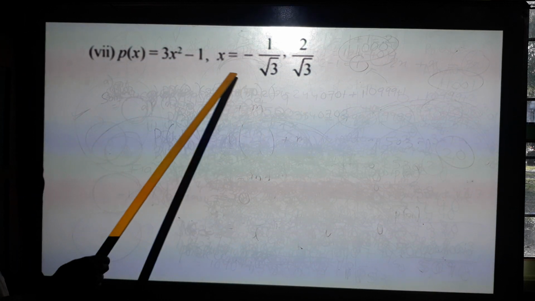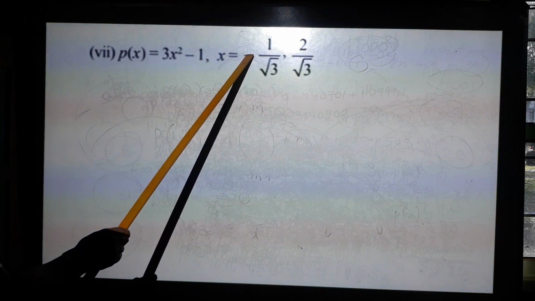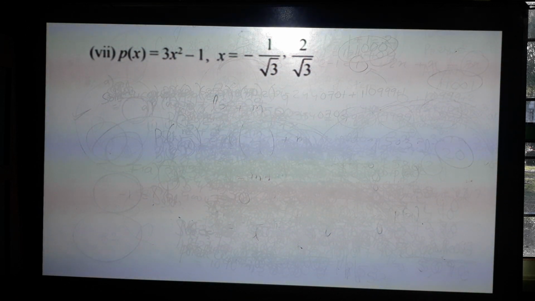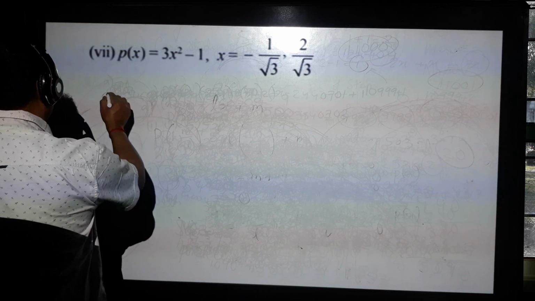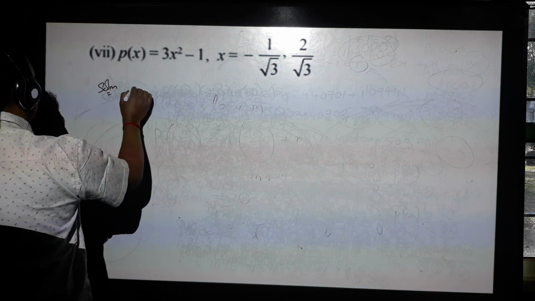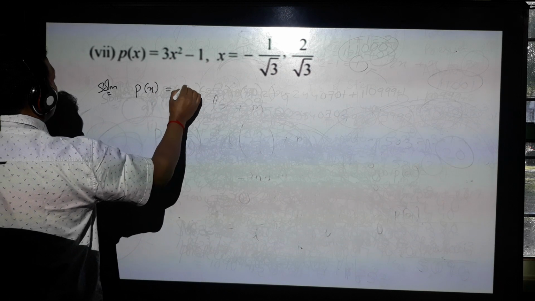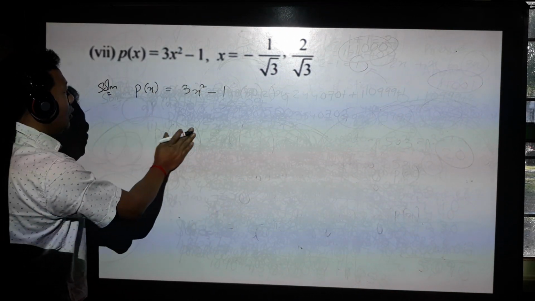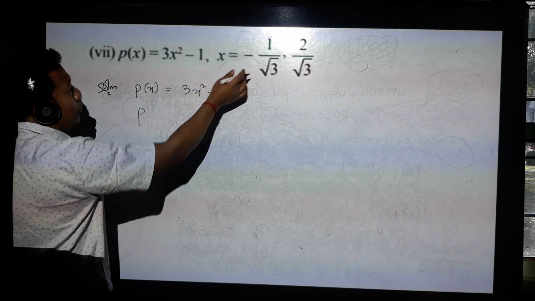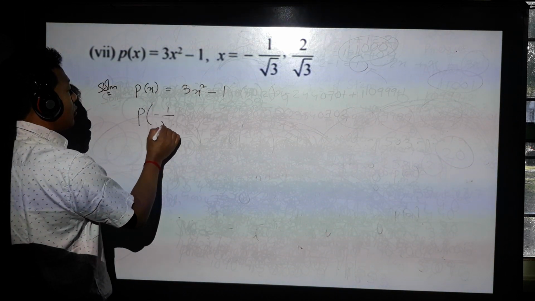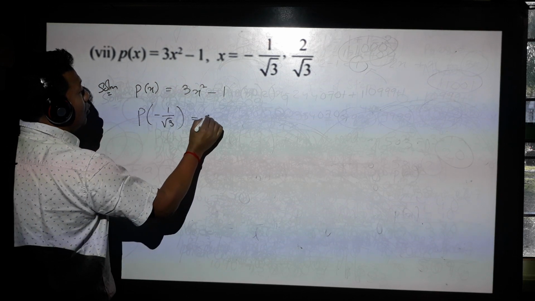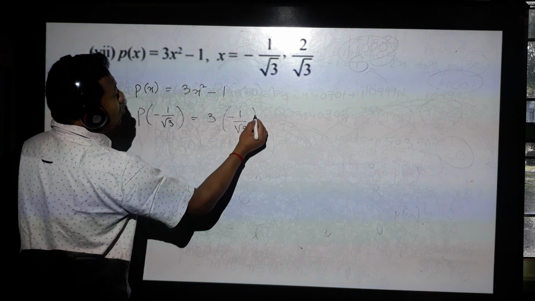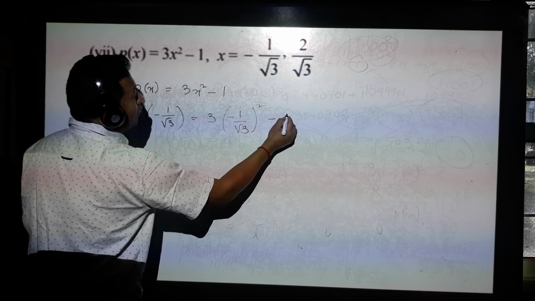And the values of x are given: minus 1 by root 3, and another is 2 by root 3. You are going to do them separately, one by one. So, solution: p of x equal to 3x squared minus 1. Then p of minus 1 by root 3: instead of x, you're going to put minus 1 by root 3 whole squared, because there's a square here, minus 1.